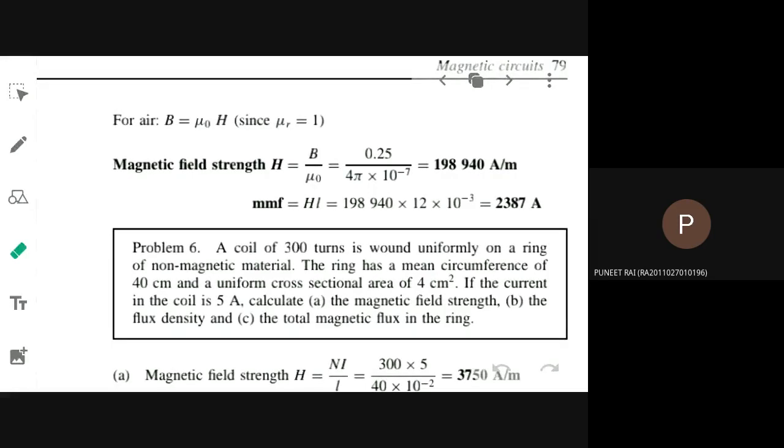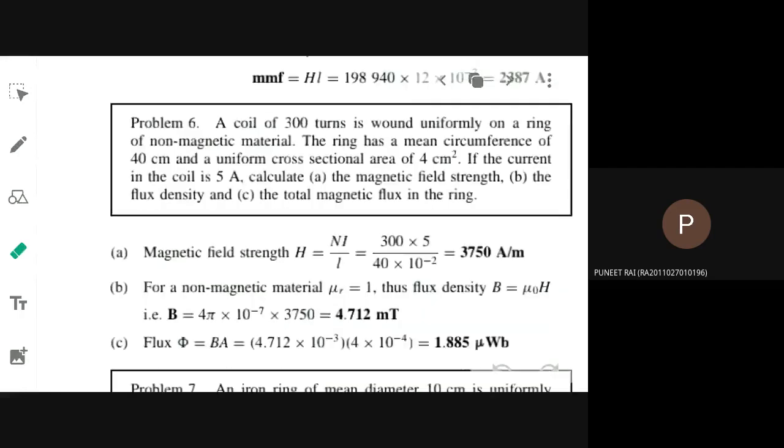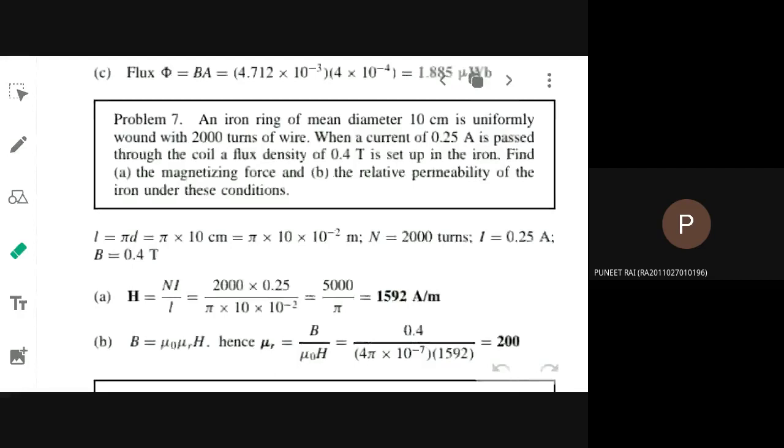All got this answer. Why is it taking a long time to solve? You have to solve these sort of problems very quickly. You got the same answer for H and MMF? Yes, ma'am. Okay, solve the next problem also, after which I will continue with the theory. One more reluctance based problem I have to solve, otherwise you will not understand. Let me check if there is any reluctance calculation problem.